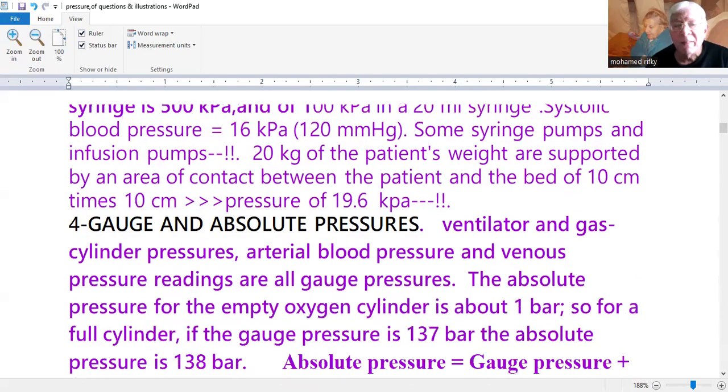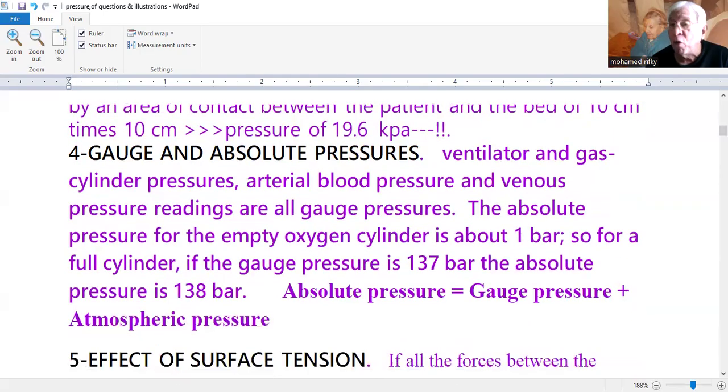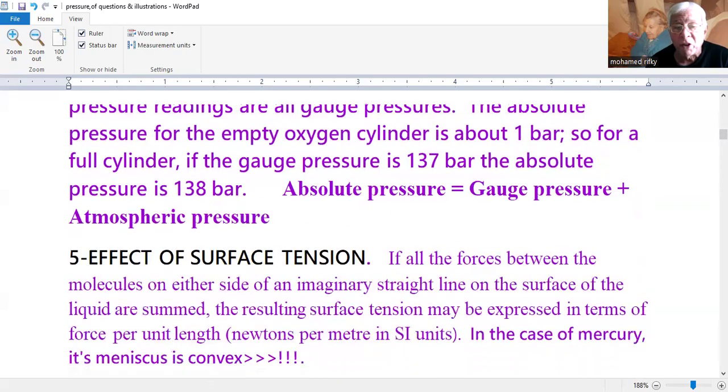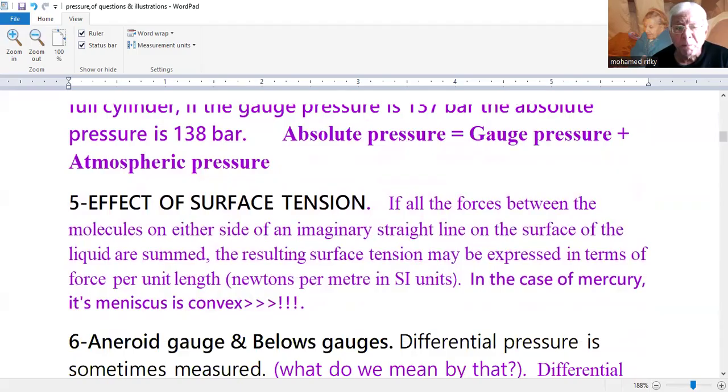And now the important thing is the gauge and the absolute pressures. Gauge means in Arabic "measured". So ventilator and gas cylinder pressure, arterial blood pressure, and venous pressure readings are all gauge pressure. But actually speaking, the absolute pressure of the empty cylinder as an example is about 1 bar. So for a full cylinder, if the gauge pressure is 137 bar, the absolute pressure will equal, of course, adding 1 to 137 to gain 138. So this is the difference whenever you are asked what's the difference between gauge pressure and absolute pressure.